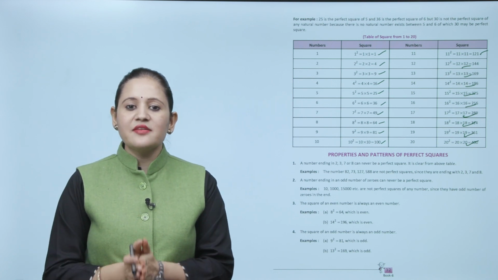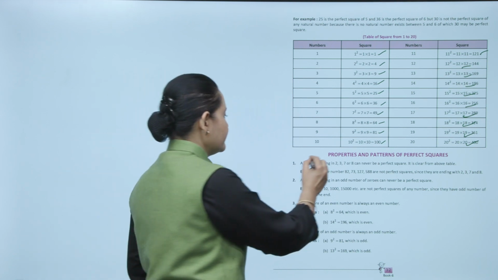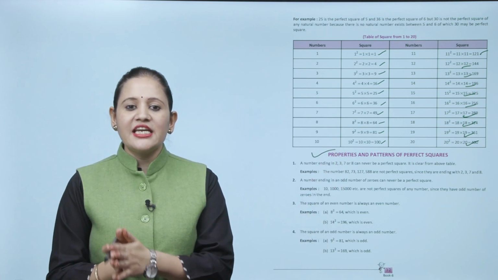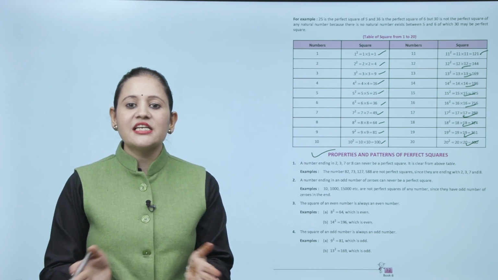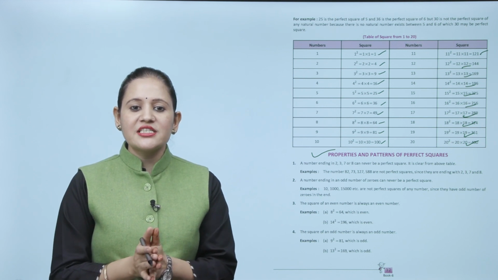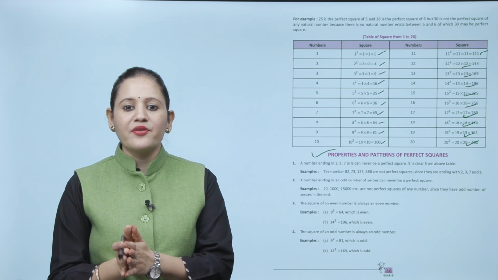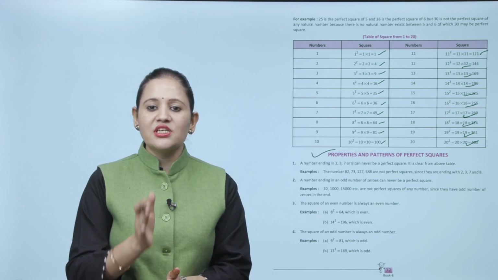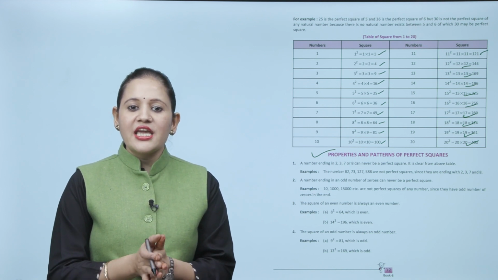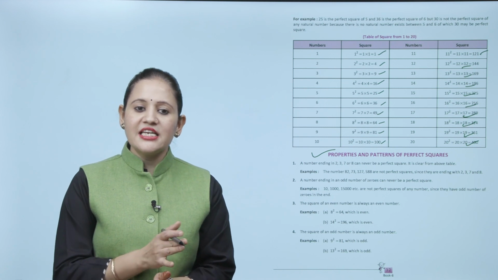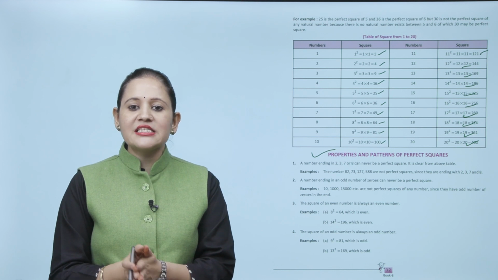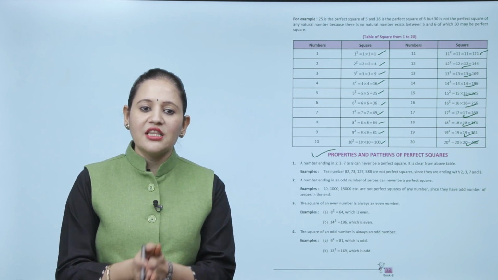Next, properties and patterns of perfect squares. A number ending in 2, 3, 7 and 8 can never be a perfect square. It is clear from the above table. For example, the numbers 82, 73, 127, 588 are not perfect squares since they end with 2, 3, 7 and 8. A number ending in an odd number of 0s can never be a perfect square. For example, 10,000, 15,000, etc. are not the perfect square of any number since they have an odd number of zeros at the end.